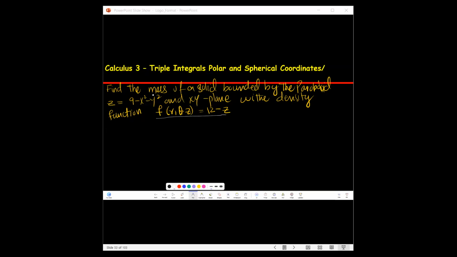In this question they are asking about mass, not volume, and we know how to deal with it. All we have to do, rather than writing 1, is write this 12 minus z, and then apply everything like we used to. So first thing, I'm just going to write the function as is. Find the mass of a solid bounded by a paraboloid and the xy plane. So probably I'm going to draw here, and that is my starting point.